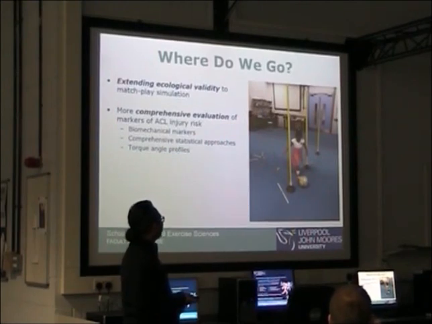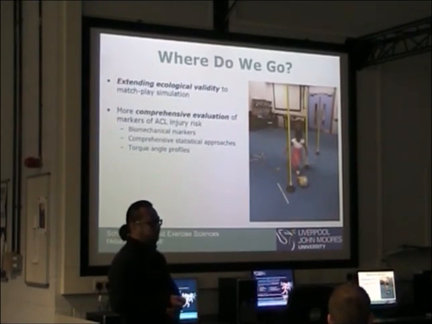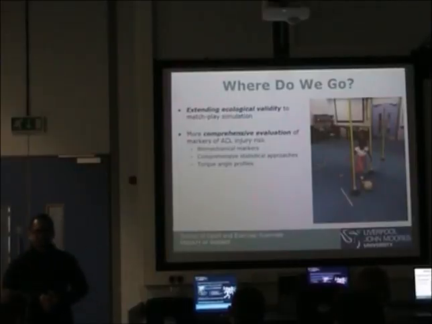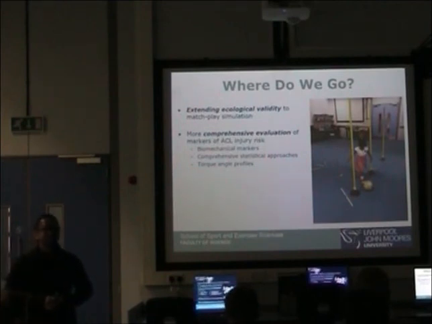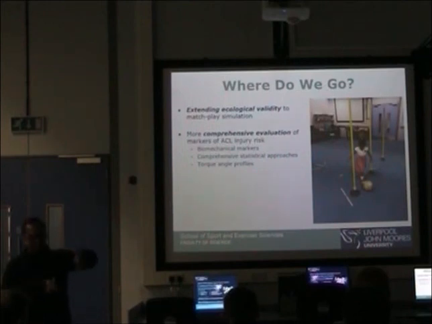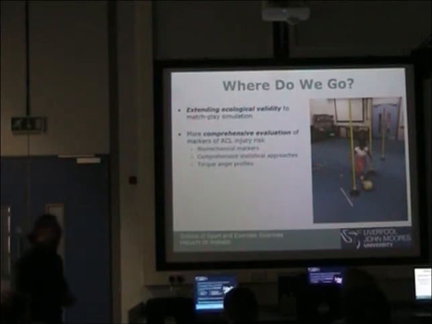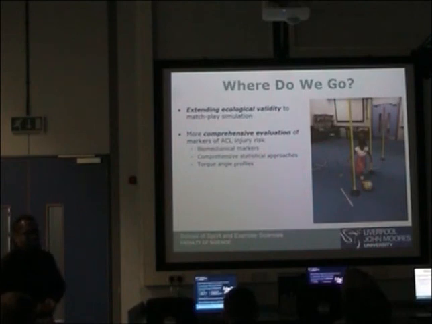And lastly, torque angle profiles using muscle strength measurement would also give a better indicator of how muscles are likely to perform, especially at lesser knee angles, which can also be an important indicator of ACL injury risk.